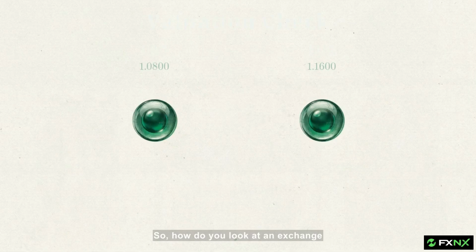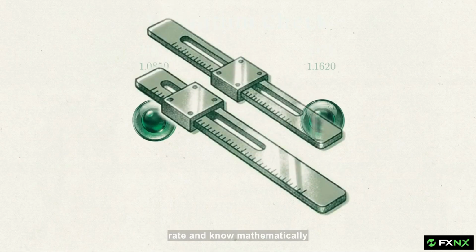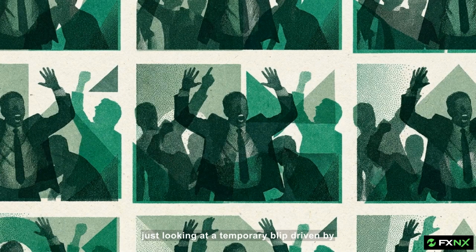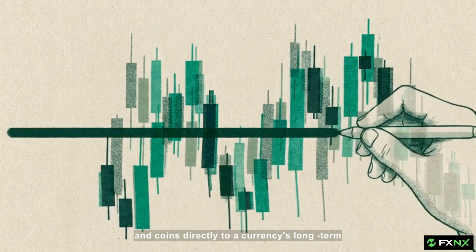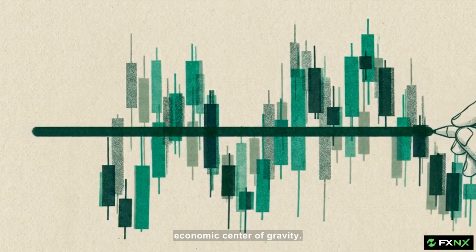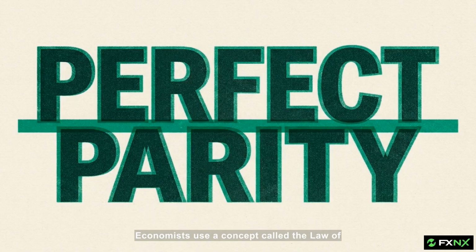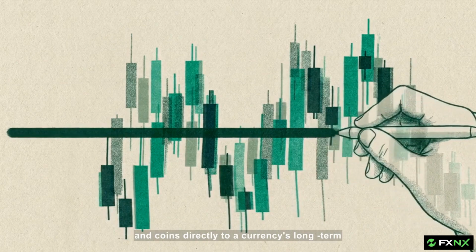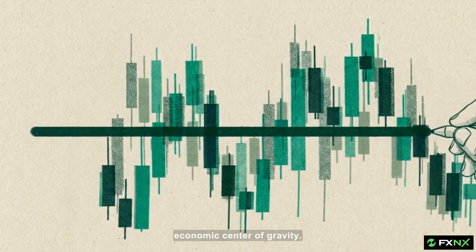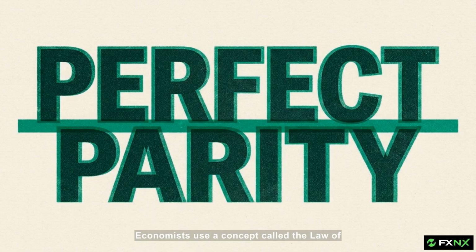So, how do you look at an exchange rate and know mathematically if it is genuinely mispriced or if you're just looking at a temporary blip driven by market sentiment? To figure that out, you have to close your trading terminal and look at what those currencies actually buy in the real economy. You need a metric that cuts through the daily chaos and points directly to a currency's long-term economic center of gravity. Economists use a concept called the law of one price.